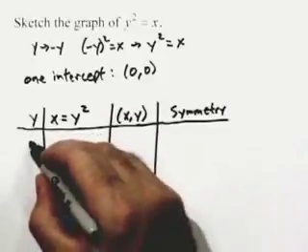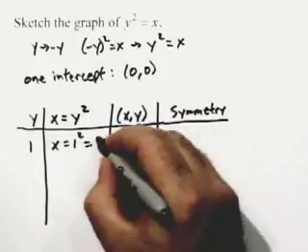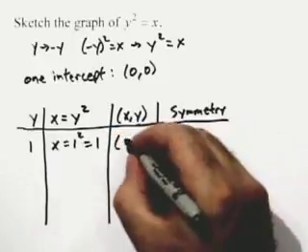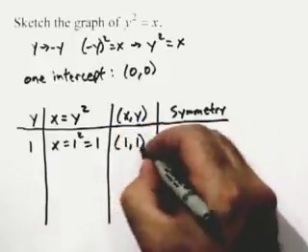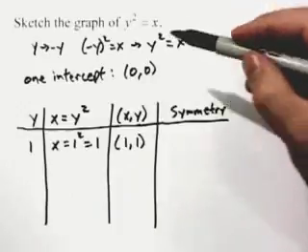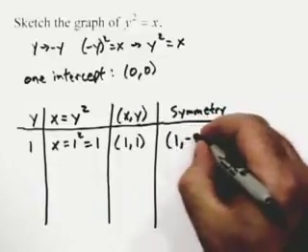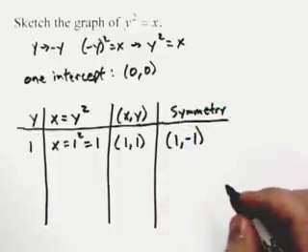So if we go ahead and let y equal 1, x is equal to 1 squared, which is equal to 1. The corresponding ordered pair is 1, 1. From symmetry, we have x-axis symmetry. So we'll change y to negative y to get an additional point, 1, negative 1.